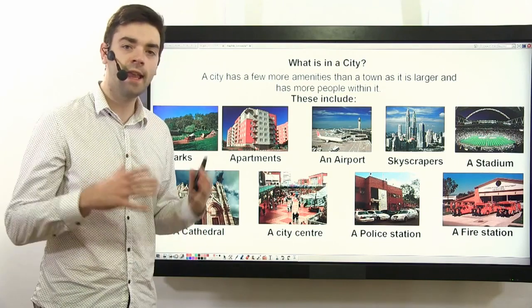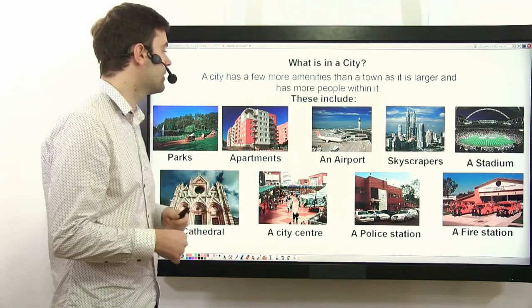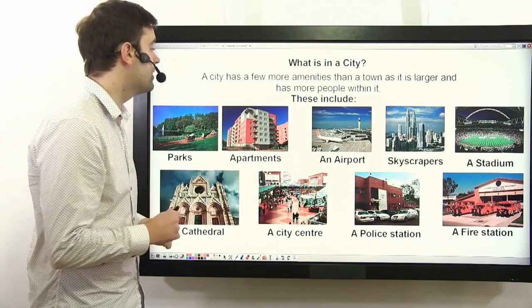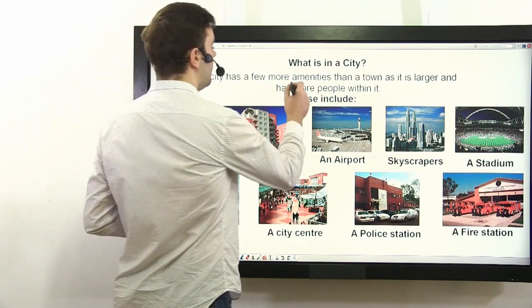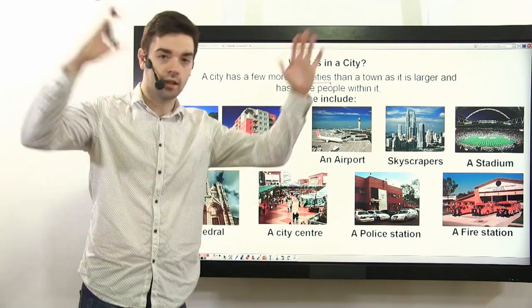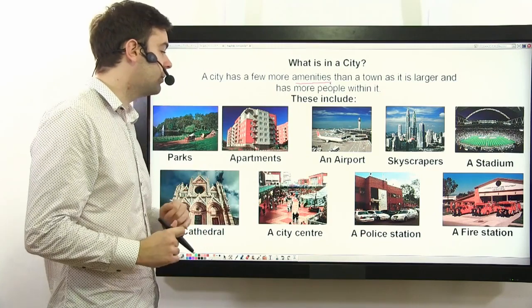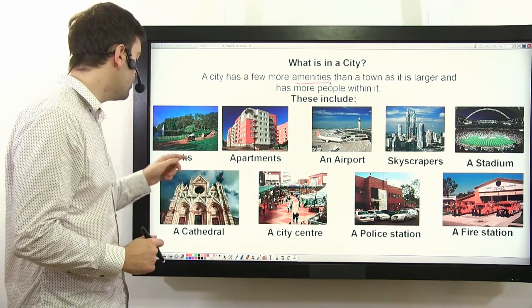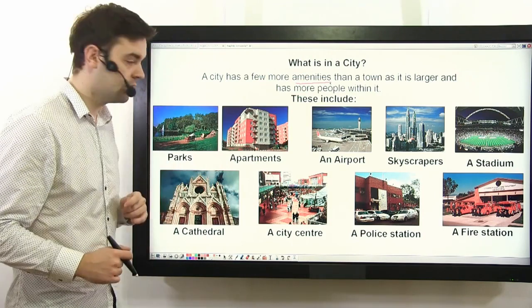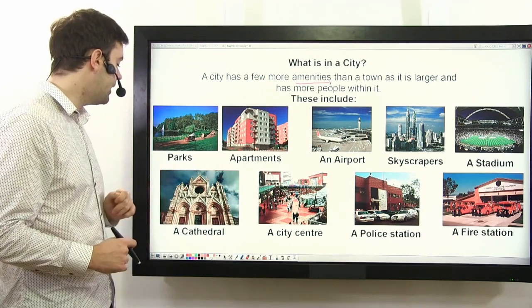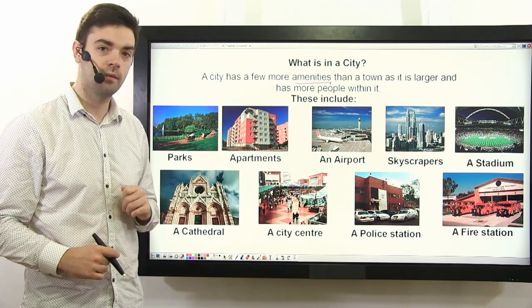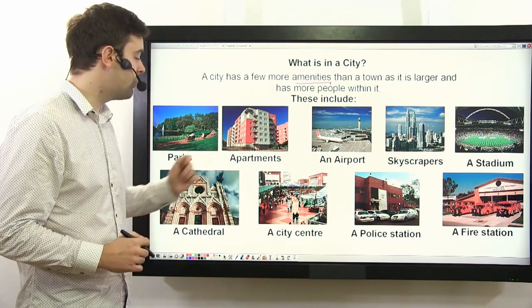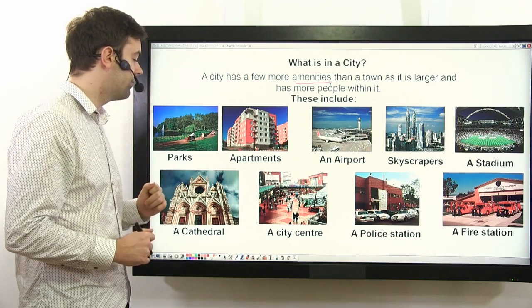So what is in a city? Well, a city has a few more amenities than a town, as it is larger and has more people within it. So, in a city, you might find parks. P-A-R-K-S. Parks.